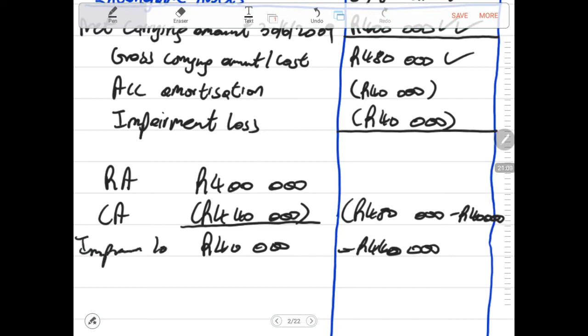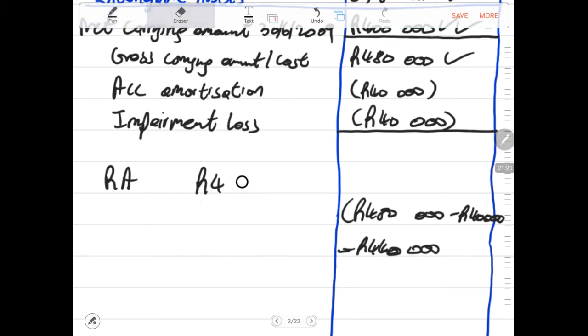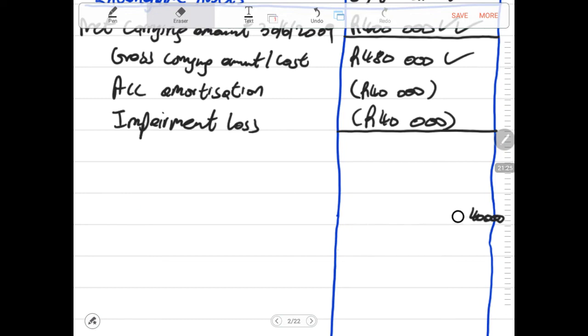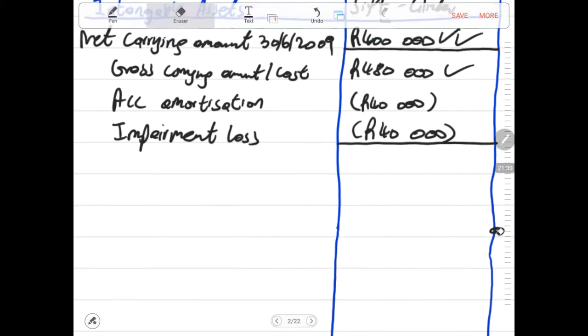Why do we call this impairment loss? Because the value of the asset in our books is less than the value of other similar assets in the market. So now we need to decrease the value of our asset by 40,000 rands. The minute we do that, that becomes impairment loss. In the case of inventory, this is normally called inventory write down or inventory loss, but it's a different scenario. So just something similar to this one.